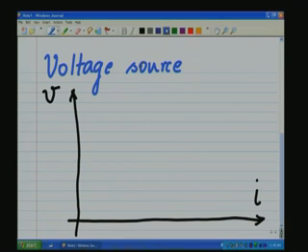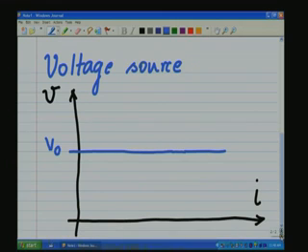Now, if we look at the plot of this, you will see that in the case of the voltage source, the voltage will be a constant with respect to the current I. So, whatever may be the current here, this current here is the load current, the voltage will be a constant at some value, let us say V naught.